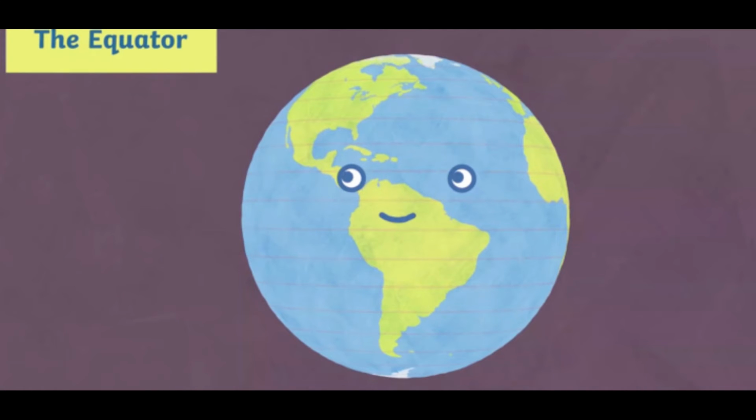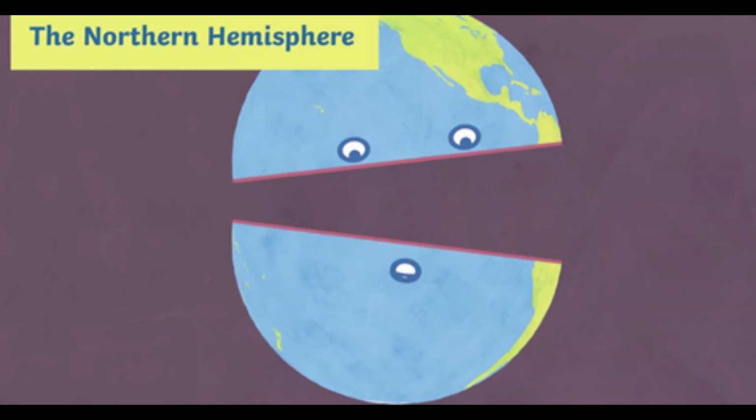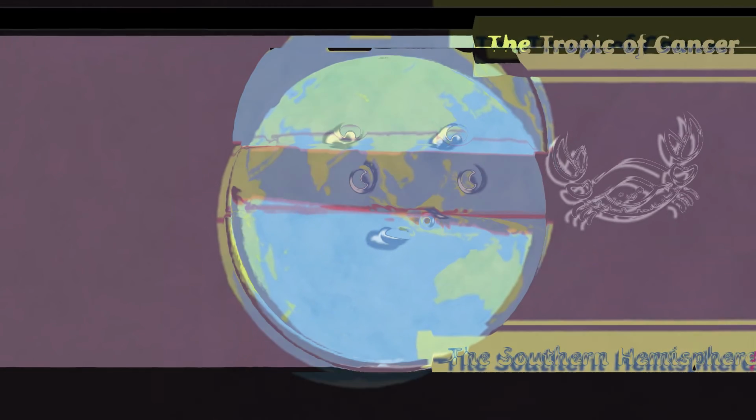The equator is a line of latitude that runs around the middle of the Earth at 0 degrees. It is very hot near the equator. Anything above the equator is known as the northern hemisphere. This is because it's in the north. And anything below the equator is called the southern hemisphere because it's in the south.